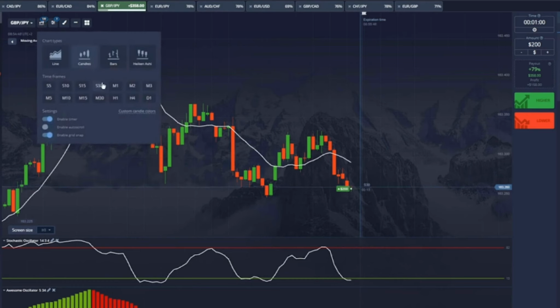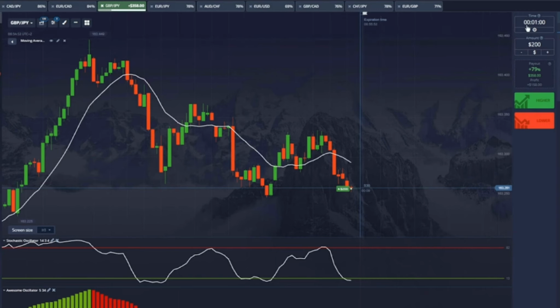To set up your account for this strategy, set your candle time frame to 30 seconds and your trade expiry time to 1 minute and add the following indicators as on the screen.